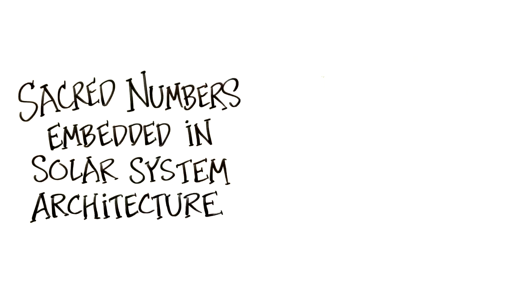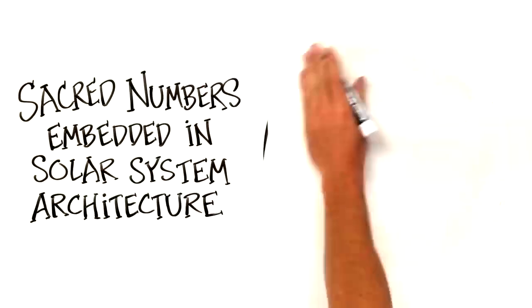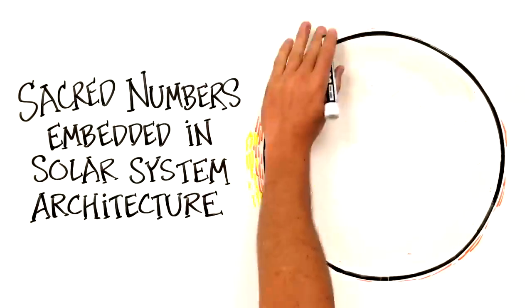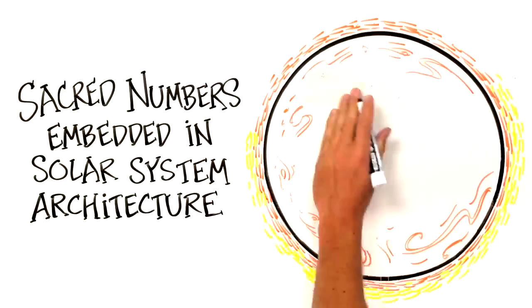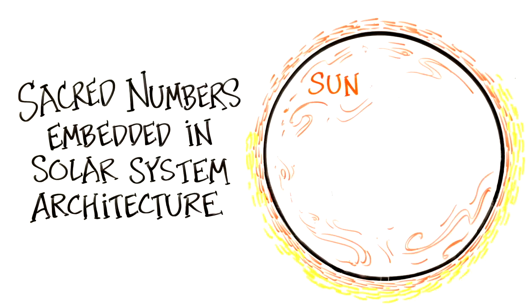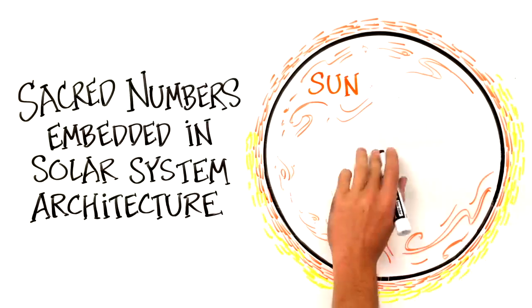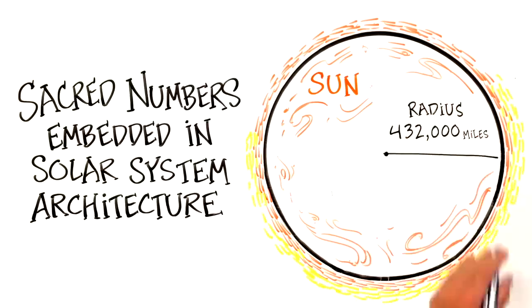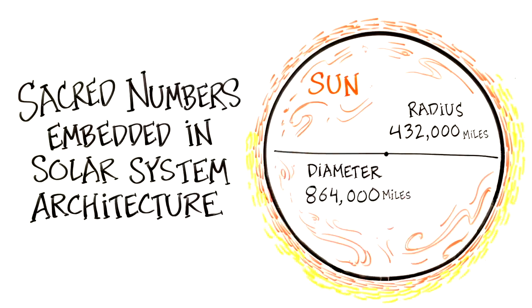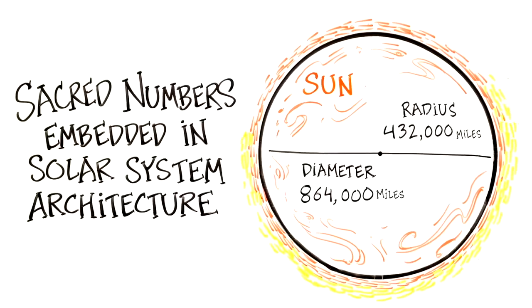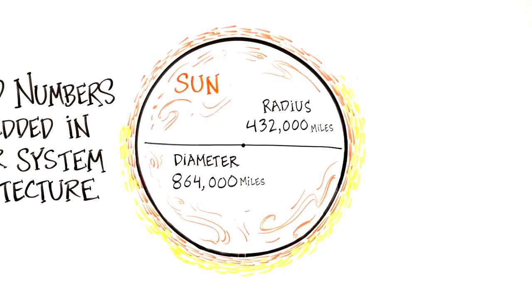Sacred numbers embedded in solar system architecture. I'm only going to show you a few examples of this in order to convey the idea. The solar orb. Well, if we measure that, we discover its radius is 432,000 miles. Which of course means that its diameter is 864,000 miles. So notice that we measure the sun according to the human measure of miles.